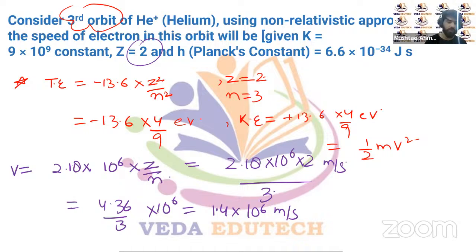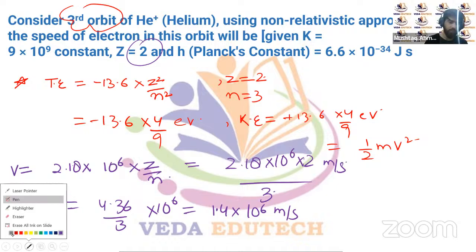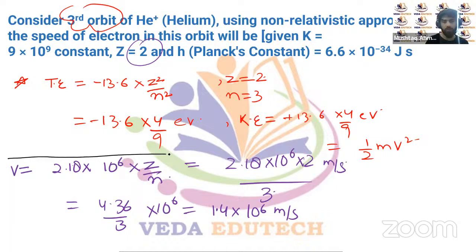So in general, this is the important equation. You need to remember this equation. It's a very important equation to calculate the speed of an electron directly, for the non-relativistic approach, for any nth orbit, for any hydrogen-like atom. So 2.18 into 10 to the power 6 Z upon n meter per second is the speed of the electron in any nth orbit. You can just directly use this equation.